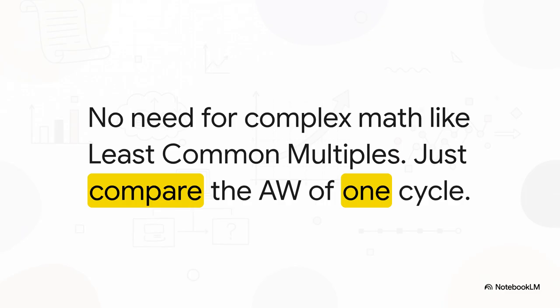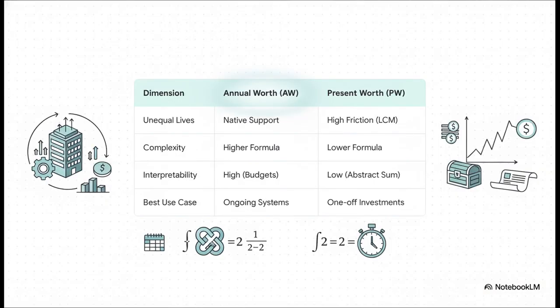It's brilliant. So when you put annual worth side by side with another common method, say present worth, which calculates a project's total value in today's money, you can really see its unique strengths. Present worth is awesome for one-off investments, but comparing those unequal timelines gets really complicated. Annual worth, though, it handles that right out of the box. And for managers, this is huge. The result is super easy to interpret. An annual worth number slots directly into annual budgets, making it pretty much the perfect tool for ongoing software systems.